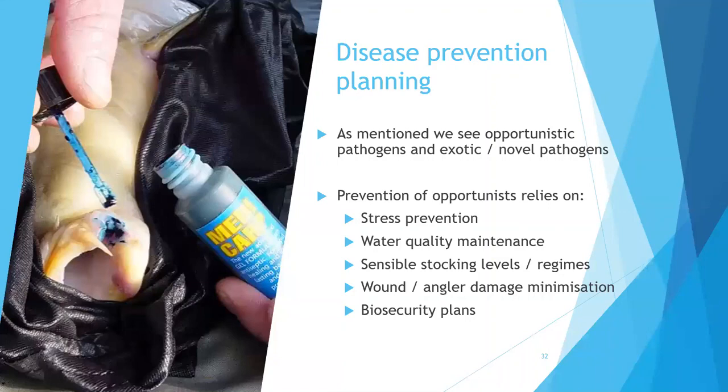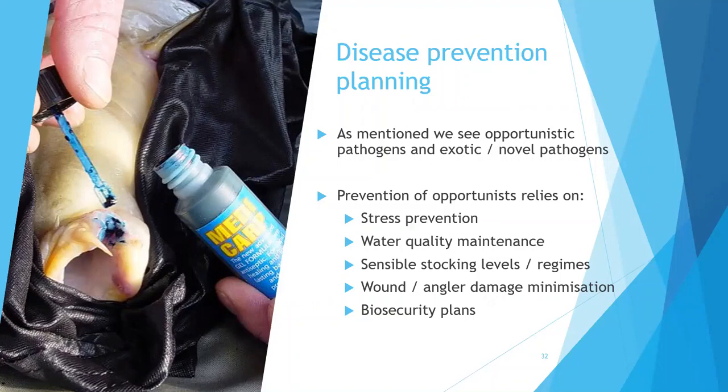So again, this is all part of our planning. How are we going to prevent disease? Well, what can we do? Well, we've touched on all of these. We've talked about stress, we've talked about water quality, stocking, wound and angler damage minimization. Are anglers using Medicarp and Medikits? And I'm pleased to say lots of anglers carry them now. We've got appropriate unhooking mats. Are we providing our anglers?